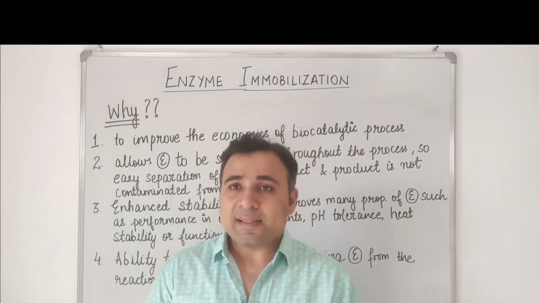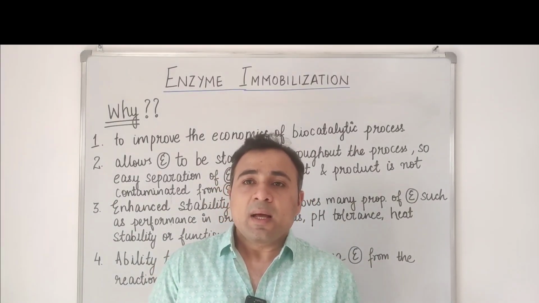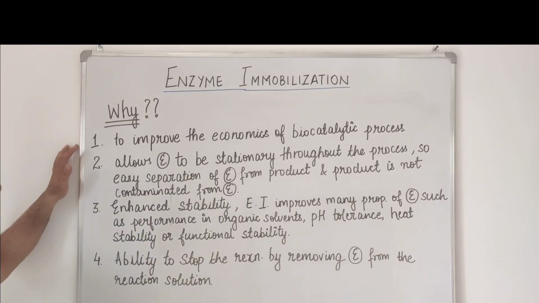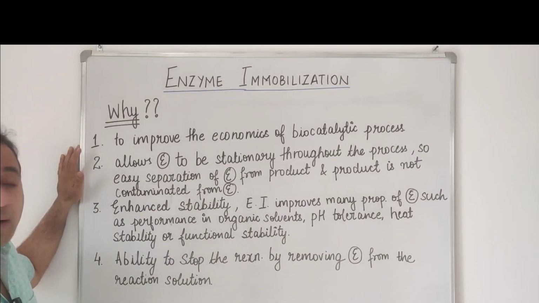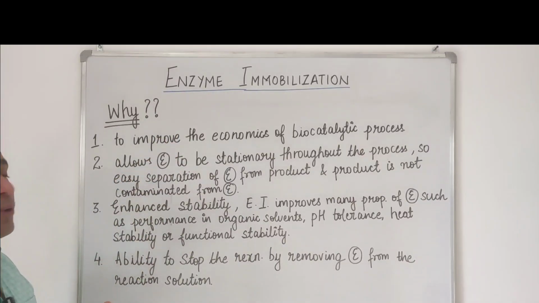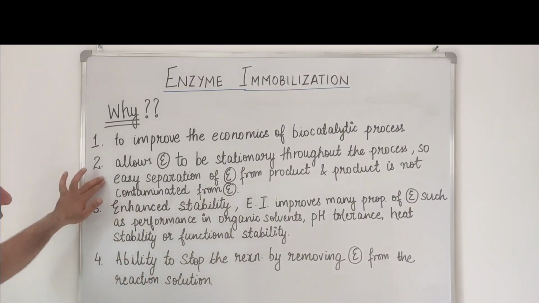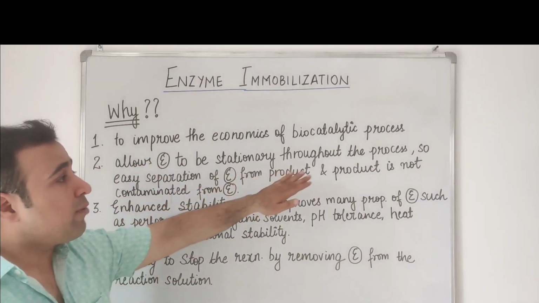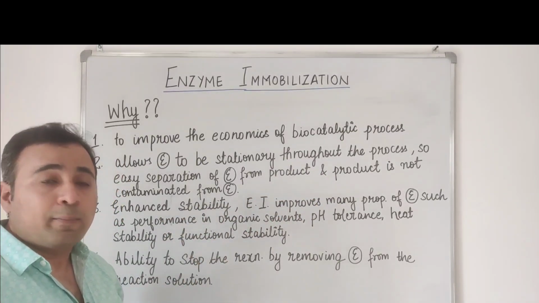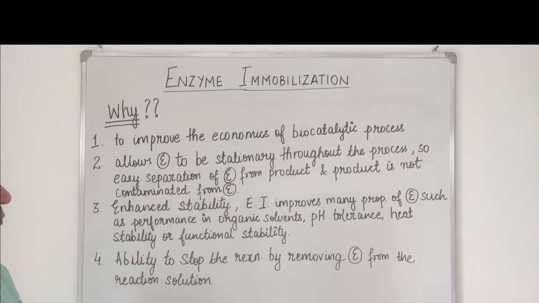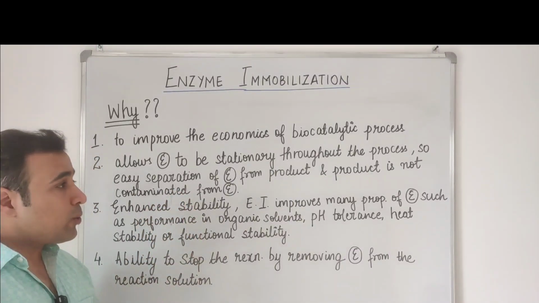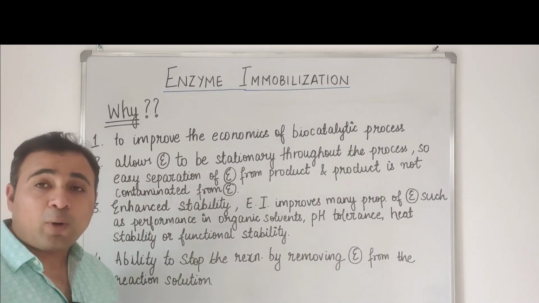Okay, let's quickly see why we need enzyme immobilization, or why this process is very important from the industrial aspect. The first reason is it improves the economics of biocatalytic processes. Why? Because you can use the enzymes again and again, so it reduces the cost of the overall process. Second, it allows the enzyme to be stationary throughout the process. Enzyme is immobile throughout the reaction. Once the reaction is over, we can easily separate the enzyme from the product, and also the product is not contaminated by the enzymes.